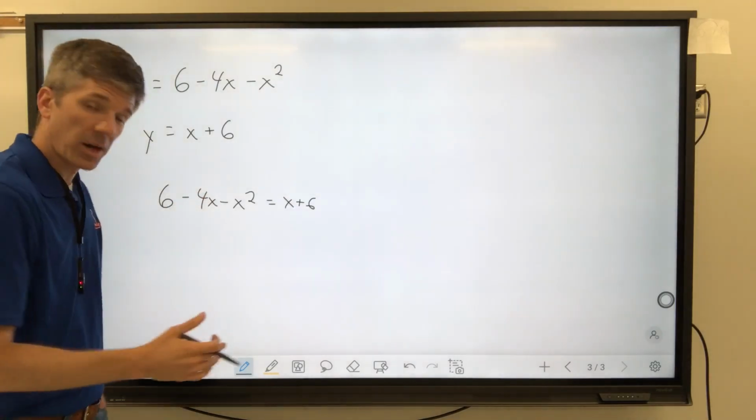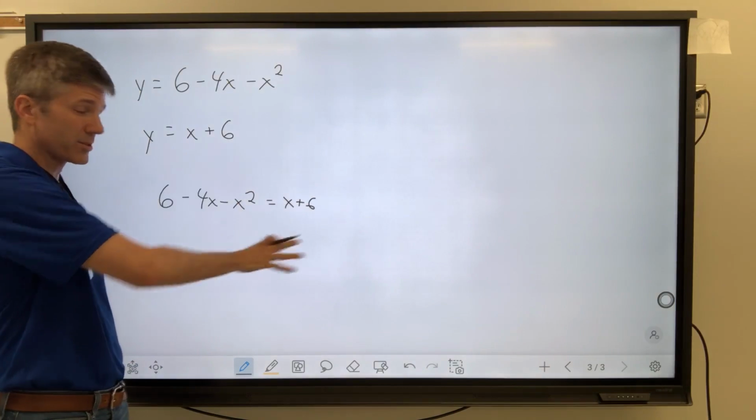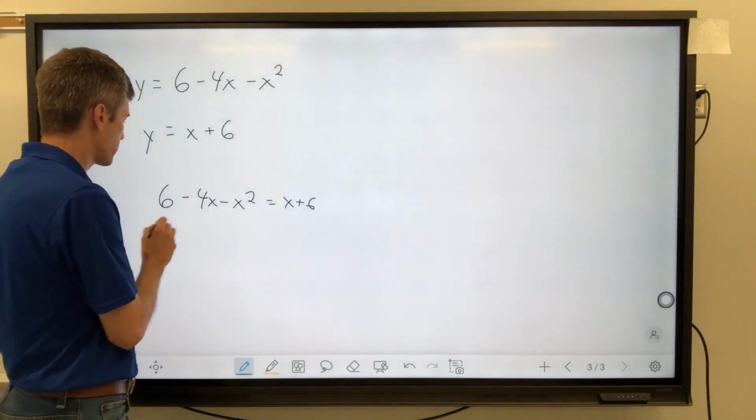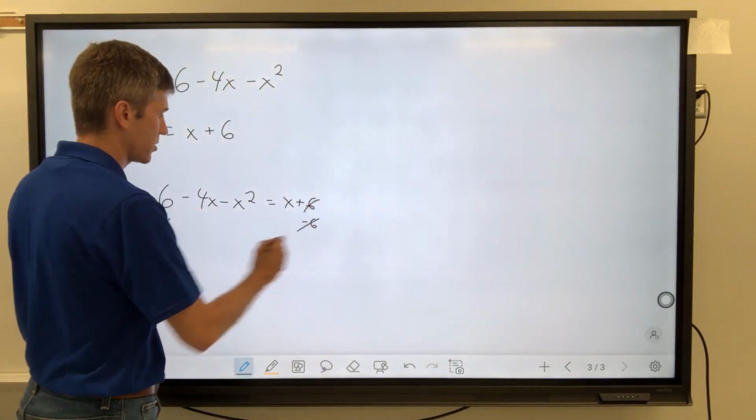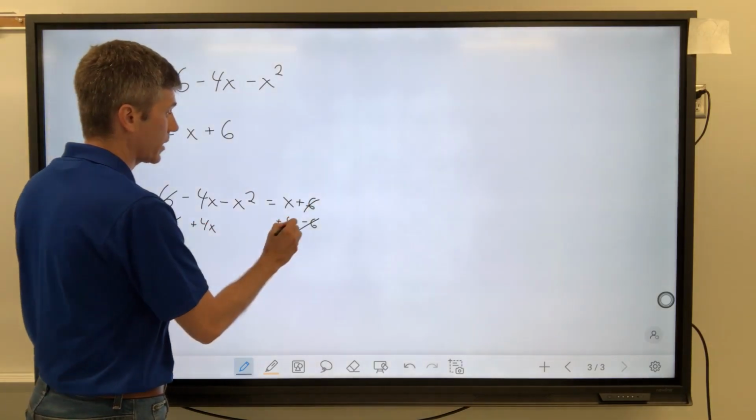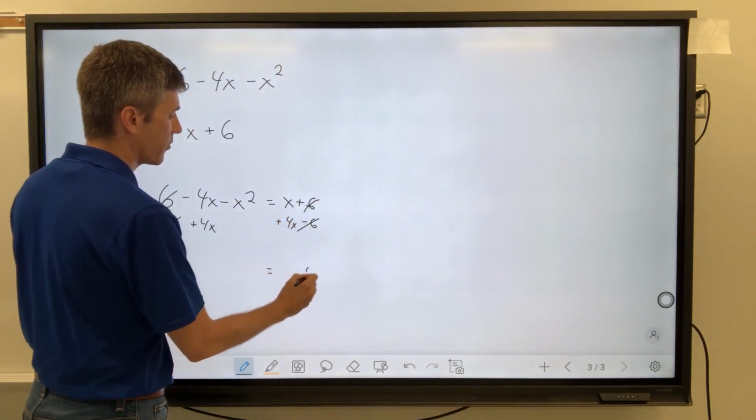Now, on the last problem, I brought all my x's to the left. I'm going to bring my x's to the right this time. And the reason why is because I want this guy to be positive. So let's subtract 6 and subtract 6, and those go away. We're going to add 4x and add 4x. That's going to give me 5x over here.